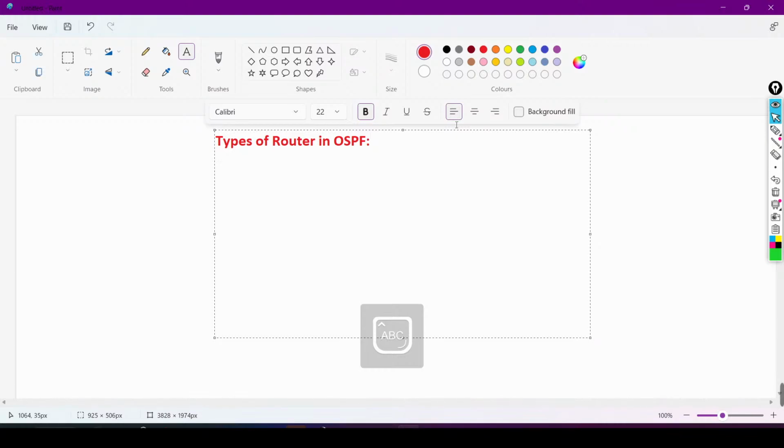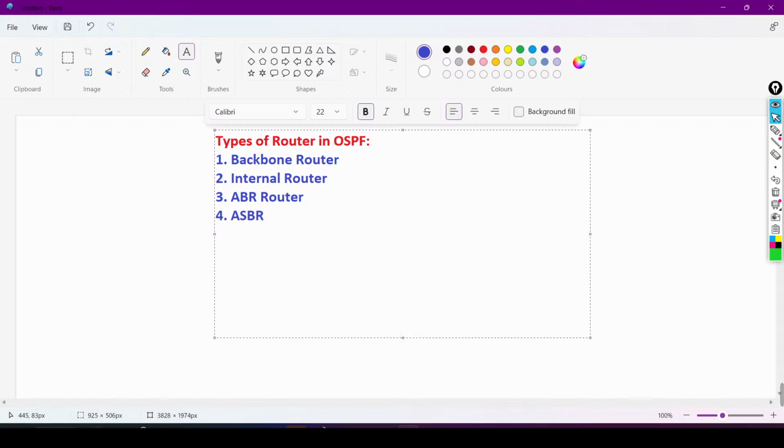How many types of router are there? 4. Number 1, backbone router. Number 2, internal router. Number 3, ABR router. And number 4, ASBR router.